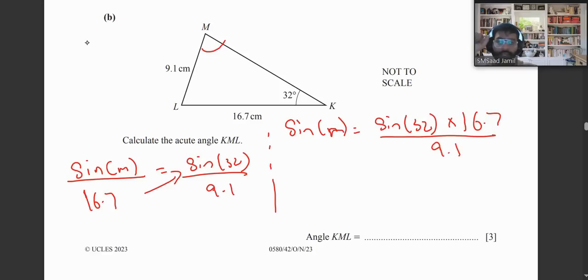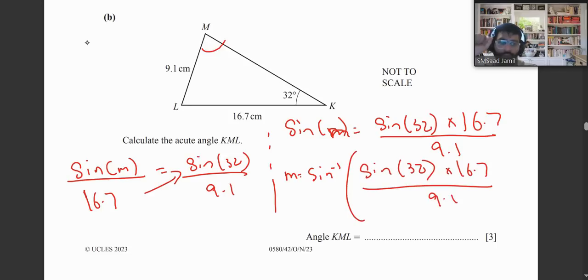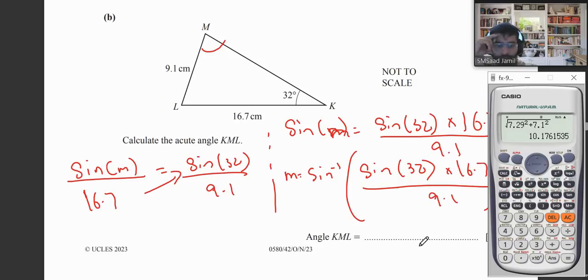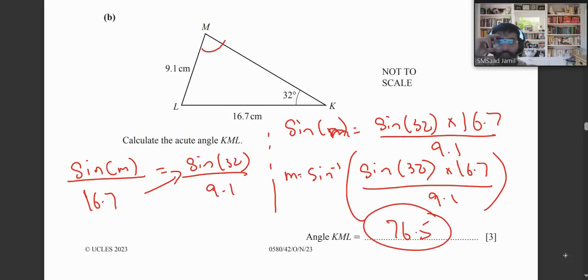Because we are cross multiplying and finding the angle, m is equals to sine inverse of sine 32 multiplied by 16.7 upon 9.1. Sine 32 multiplied by 16.7 upon 9.1. So it's 76.52, so 76.5. Okay.